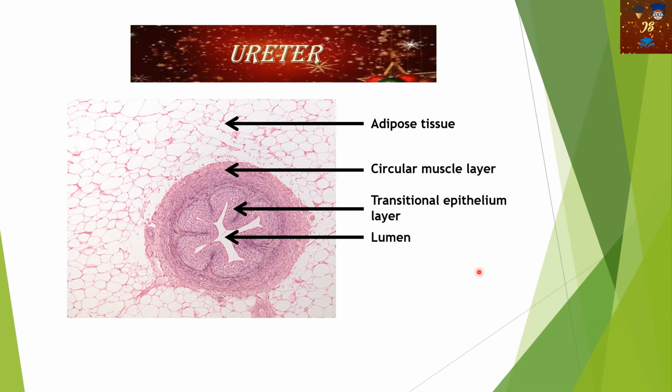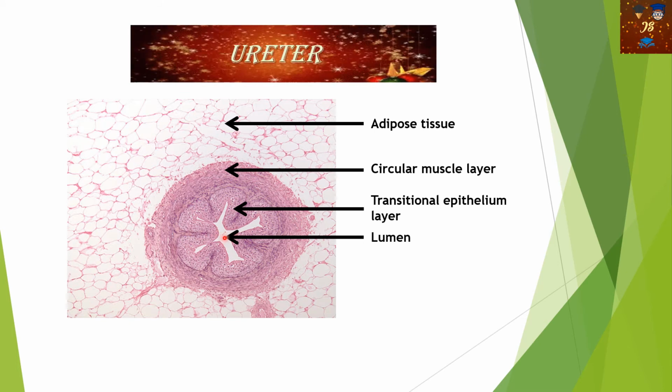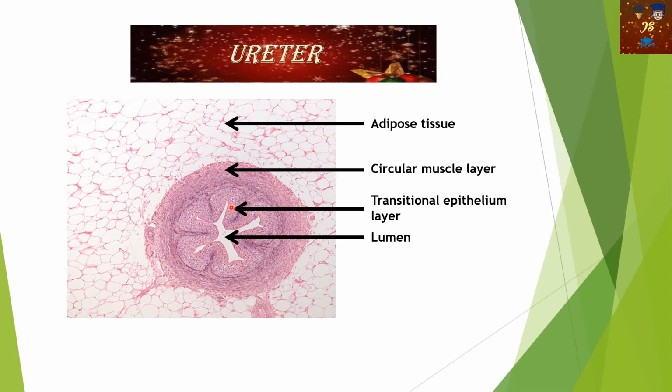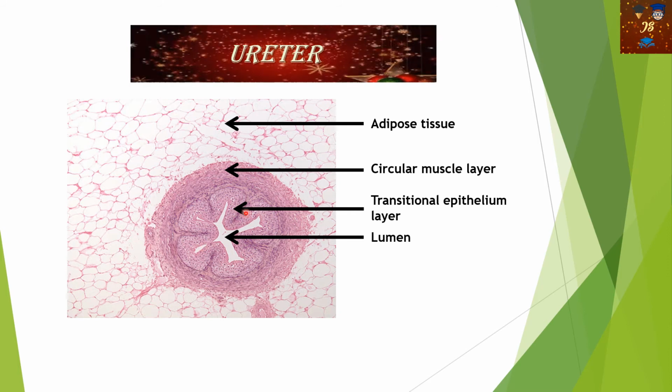Next, this is the ureter. First of all, it is the lumen part. Lumen means hollow. This hollow part is called the lumen. And you can see these folds, these mountain folds. These are actually called lamina propria. Okay. And these are lined by the transitional epithelial layer.